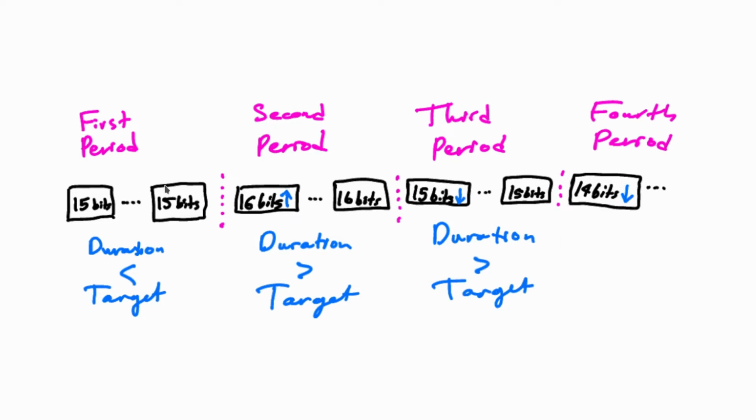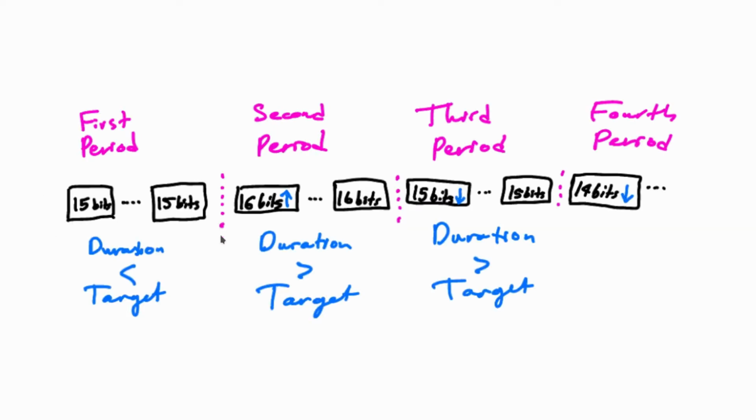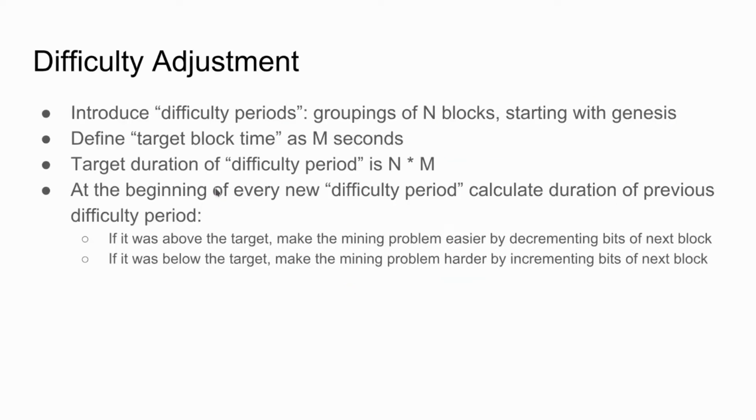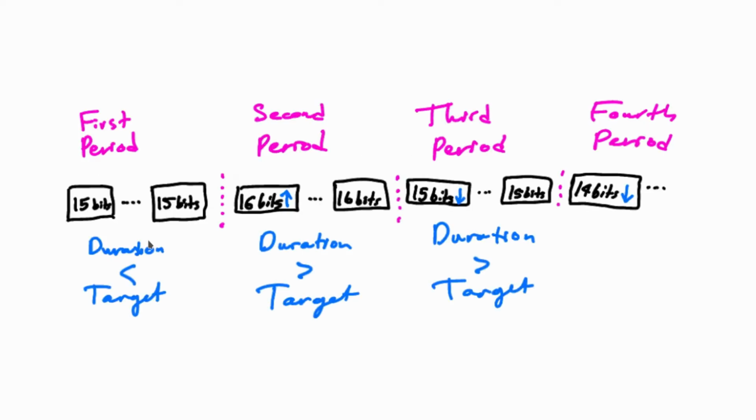And so for why we would choose to go up or down, that's this area down here. What we would do is measure the duration each difficulty period lasted. And we would compare that to the target. Remember the target difficulty period, n times m. We would compare that to our target, basically how long we want it to take for n blocks to be mined, right?